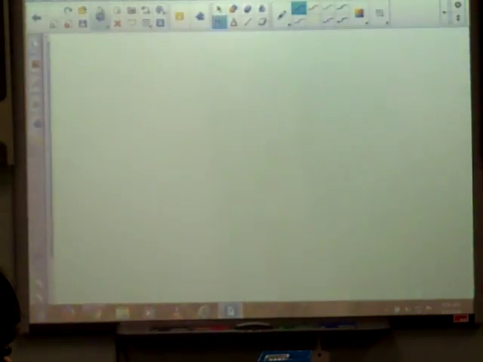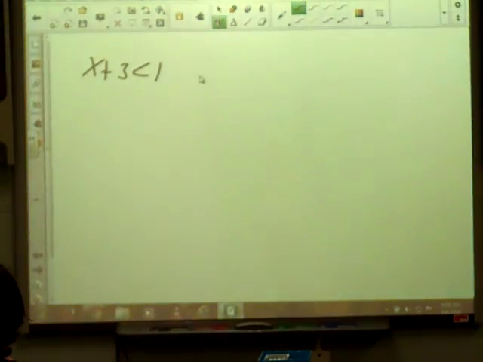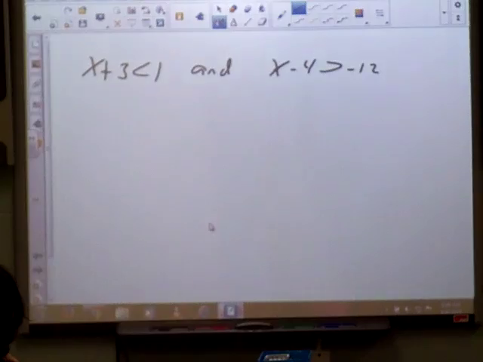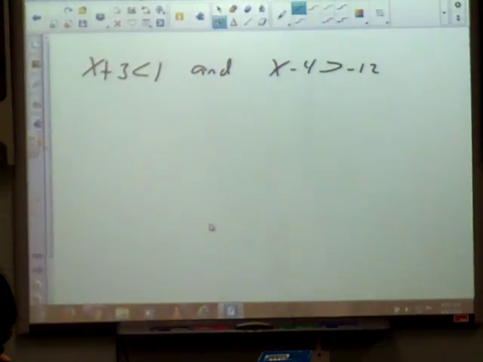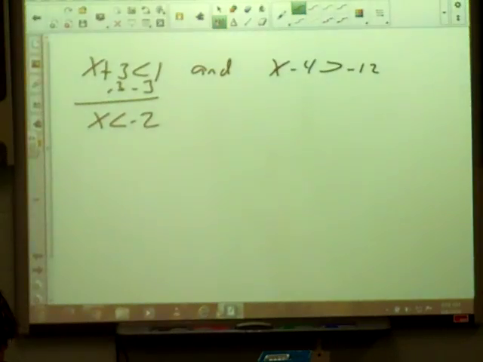Here I've got x plus 3 is less than 1 and x minus 4 is greater than negative 12. So directions say to solve the compound inequality and graph the solution set. That's pretty easy to solve. We've got two separate problems to solve on that. The one on the left, it's got 3 being added. So to get the x all by itself, I need to undo the addition of 3. How do I undo the addition of 3? Subtraction of 3. Very good. So this one would give me x is less than negative 2.